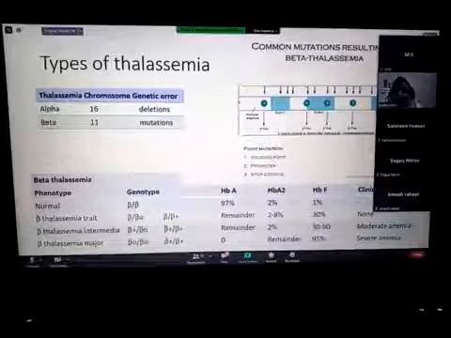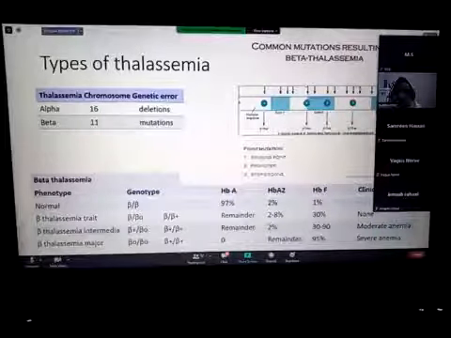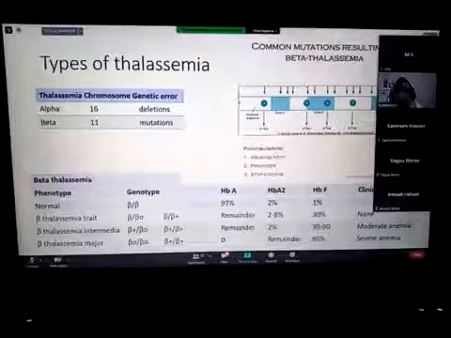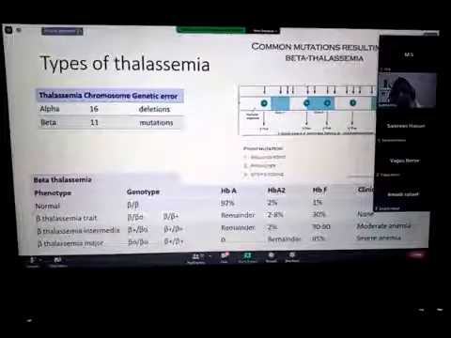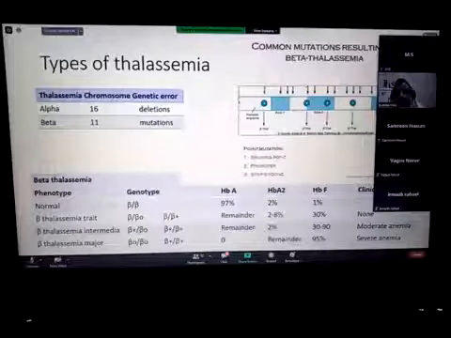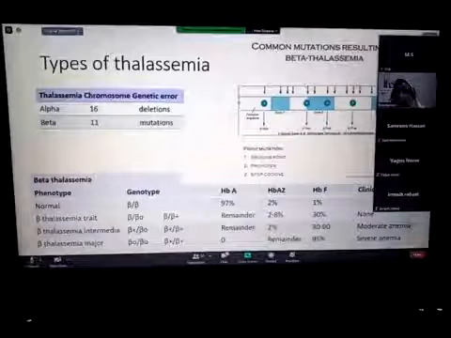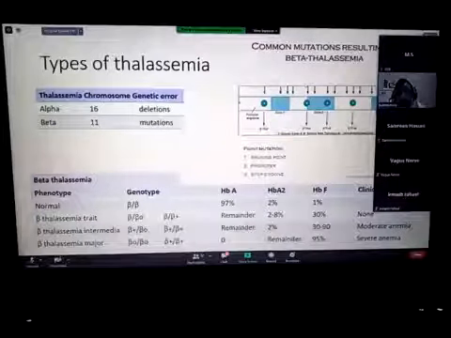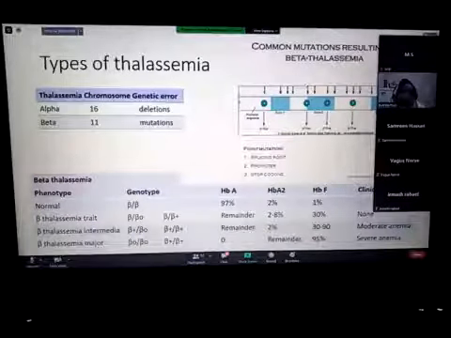Beta naught means either there is no production of hemoglobin A or the beta chains, or very little is produced. So beta naught is the severe form, whereas beta plus will result in the milder anemia.